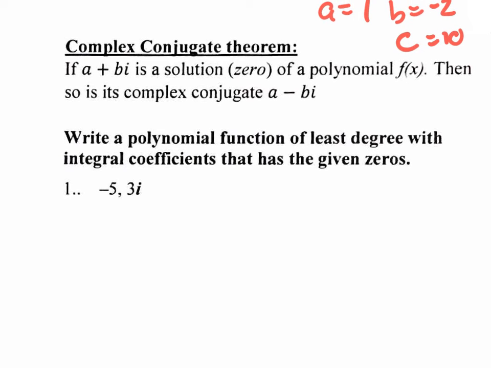Let's just read this theorem. It's called the complex conjugate theorem. If they tell you that any imaginary value is a solution, then you know that its complex conjugate is also a solution. So they want us to write a polynomial function given the answers. Do you understand that? They want us to write the function that has these answers.